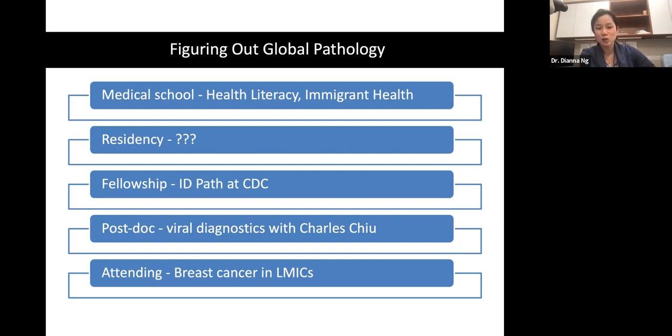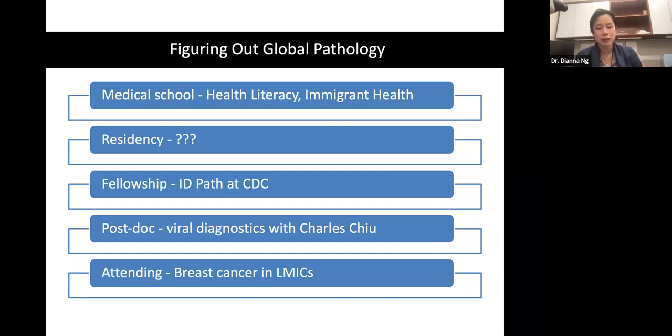Then I decided to do a postdoc with Charles Chu and really worked with advanced molecular diagnostics. It's a little bit different from what I'm going to talk about today, but a lot of these ideas in developing really cutting edge novel assays, as well as adapting assays, are things that I apply and that I keep in mind all the time.